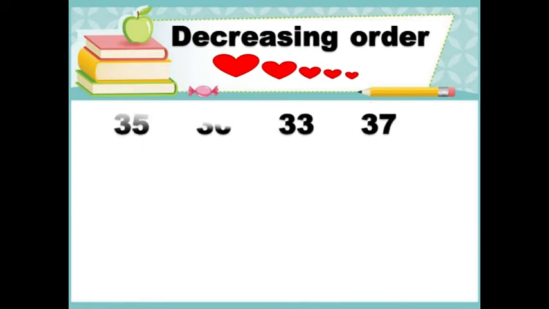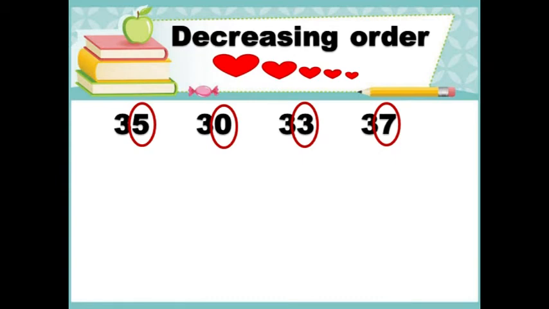We have here another two-digit number. We have 35, 30, 33, and 37. So as we look at the tens, we have 3, 3, 3. They are all the same. So we move to the next place value, which is the ones. In ones, we have 5, 0, 3, 7. So they are not the same. So we can start to compare it.